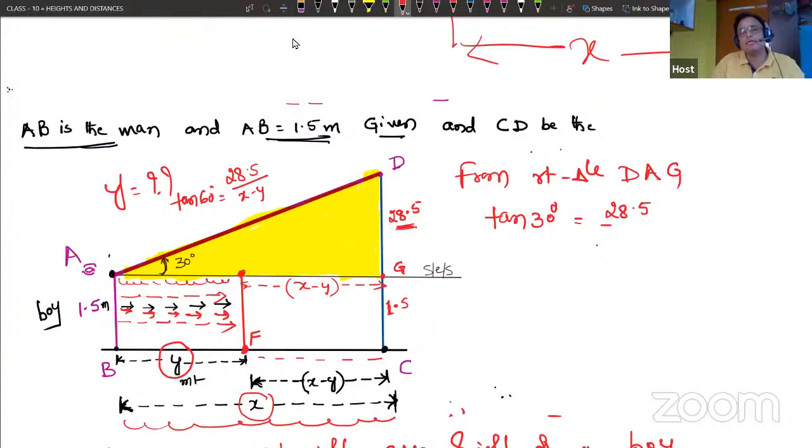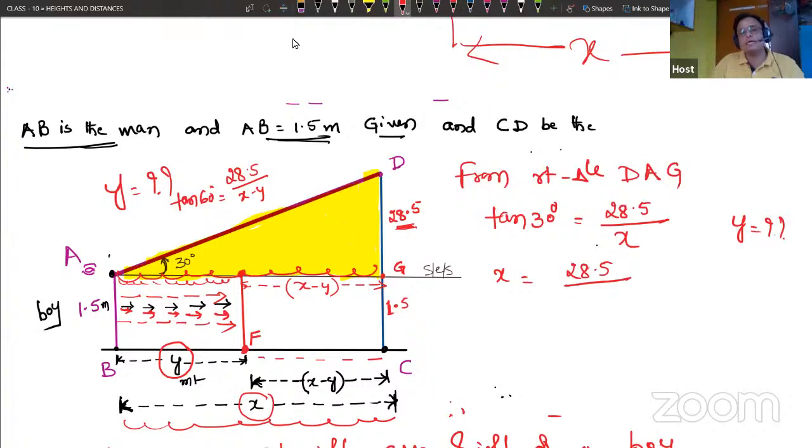28.5 divided by total base. This is the total distance we have already taken, x. Cross multiply it now. We don't want x, we want only y. Every time, ask yourself that we need y. So cross multiply it now. That is x, you bring it up.